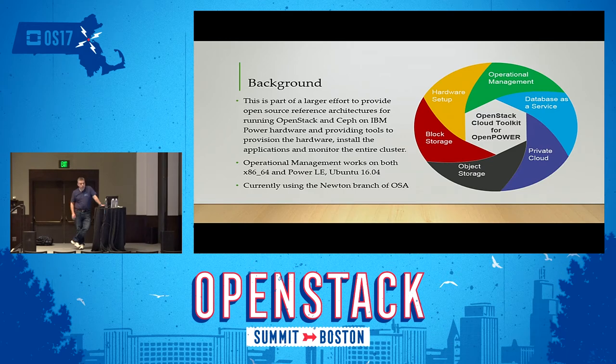While I'm focused on making sure this OpenStack runs on Power, the demo today works on x86 and Power Little Endian, and it's Ubuntu 16.04. It's using the Newton branch of OSA. Everything I demo today, I verified that it works with Ocata, although it's not officially in our toolkit yet. There are a few bugs with the new version of Ansible for Ocata, but the concepts for how you extend OpenStack Ansible still apply. Newton only supported Ubuntu 16.04, so that's what we are supporting too.